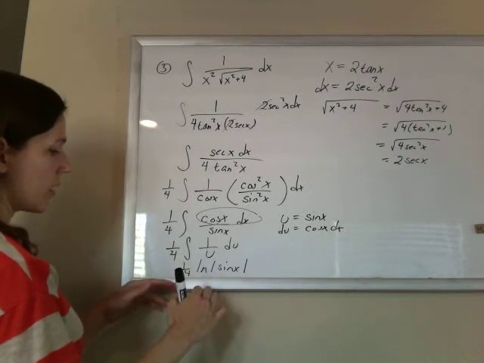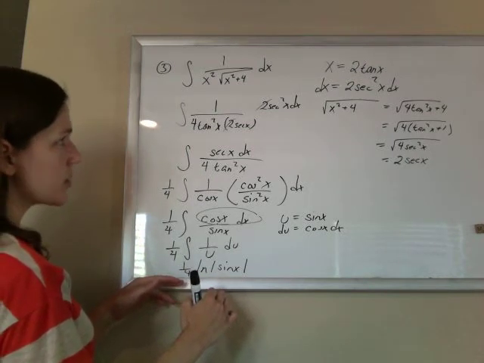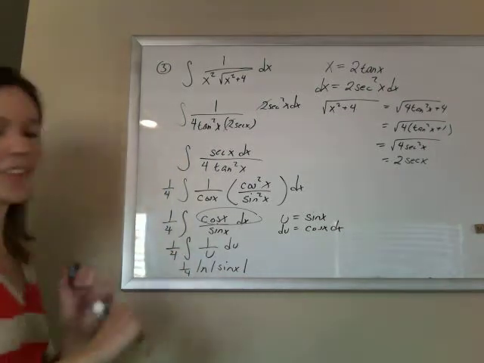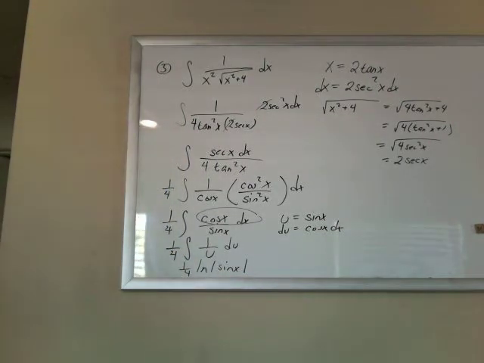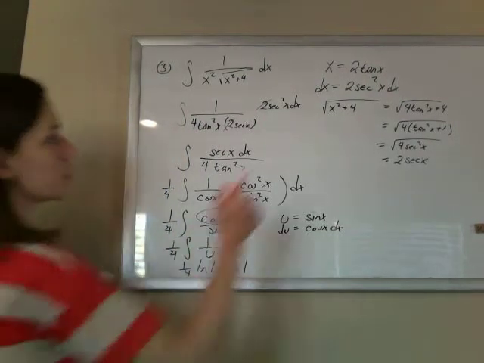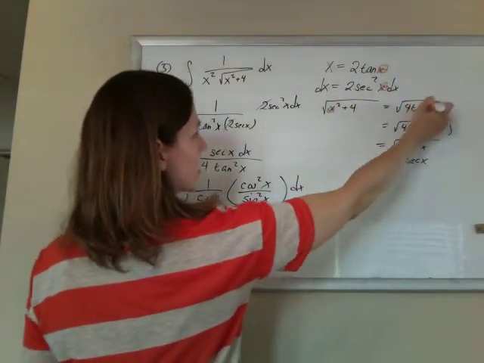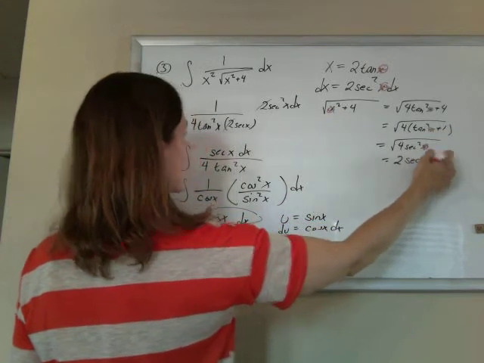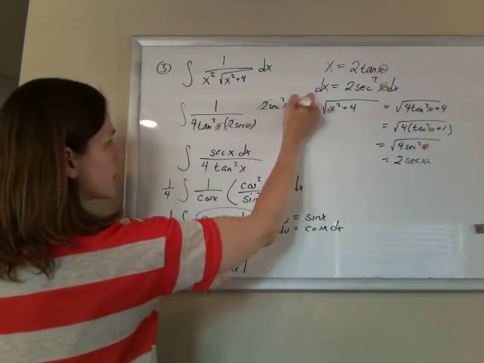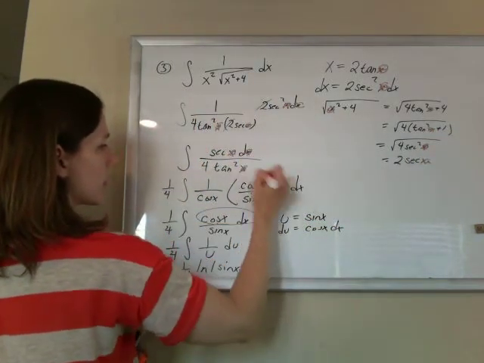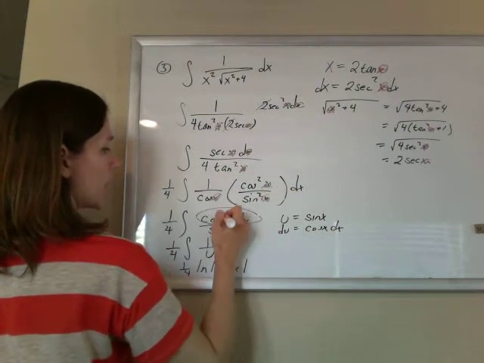So we're here. Oops, shoot. All of these x's are supposed to be thetas. x can't equal 2 tangent x, that's silly. Thetas everywhere you see an x, right? Theta, theta, theta, theta. Thetas. My bad.